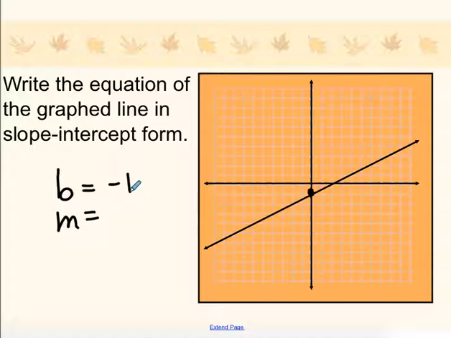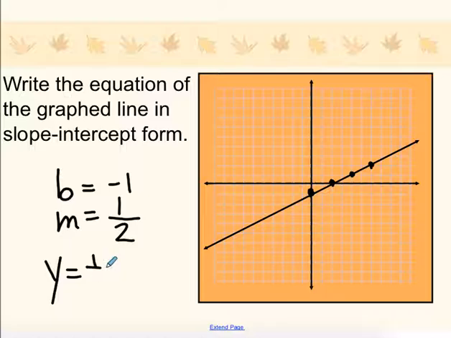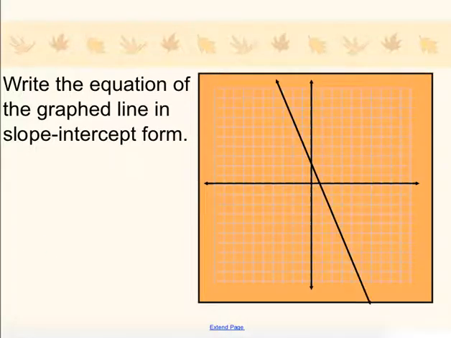And from there, looks like it crosses right here, right here, right here. So it looks like it goes up 1/2. Meaning my rise is 1, my run is 2. So we would say my equation is y equals 1/2 x minus 1. Okay, let's try one more of these.